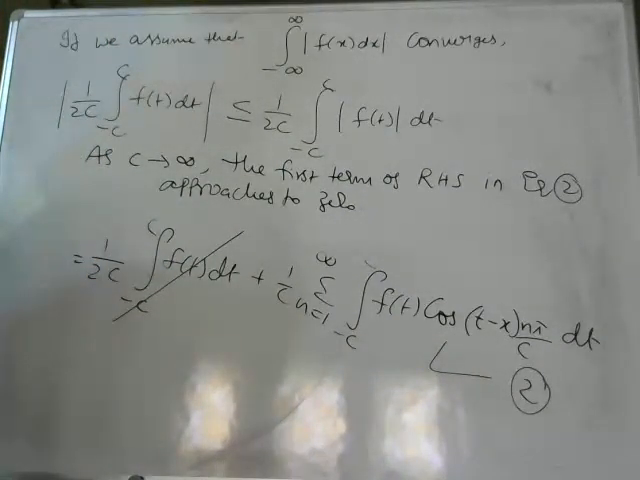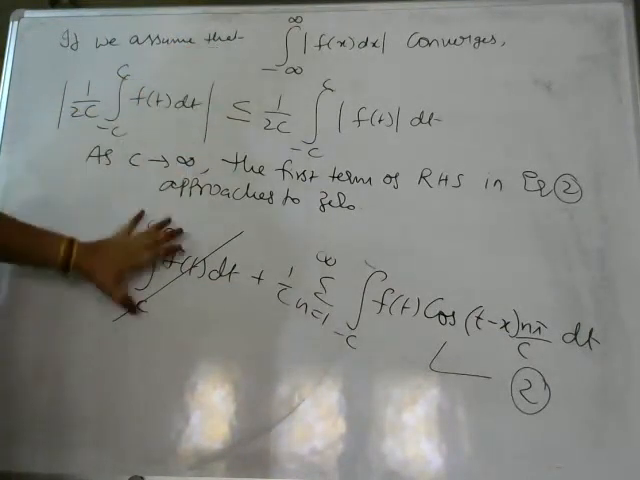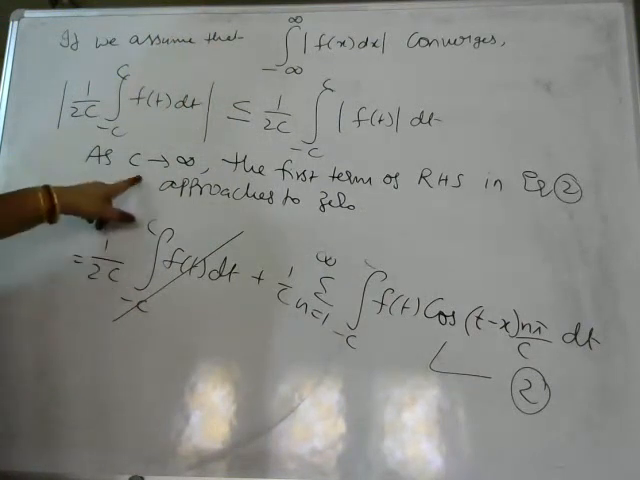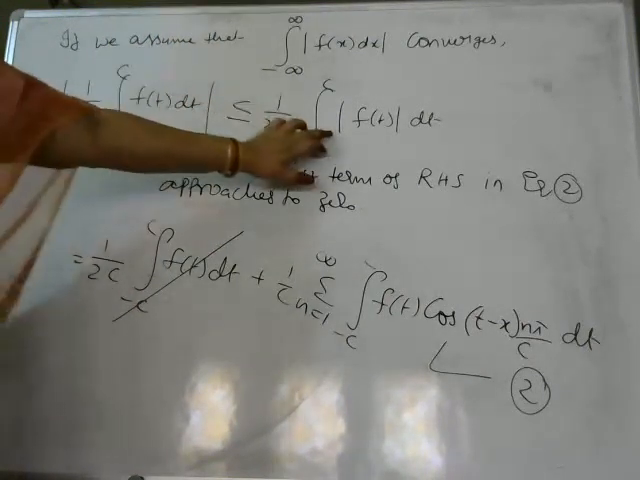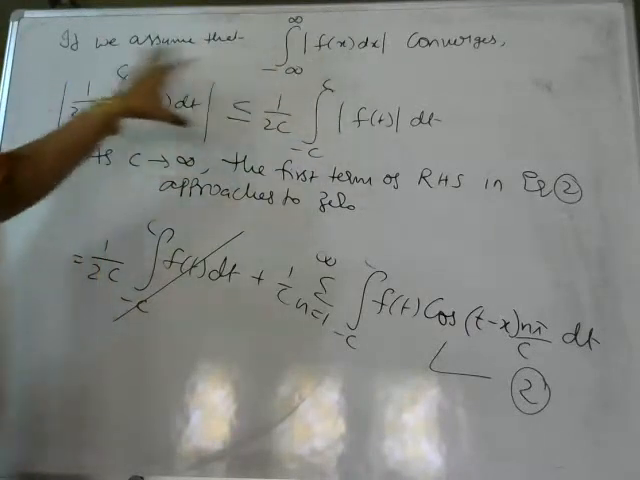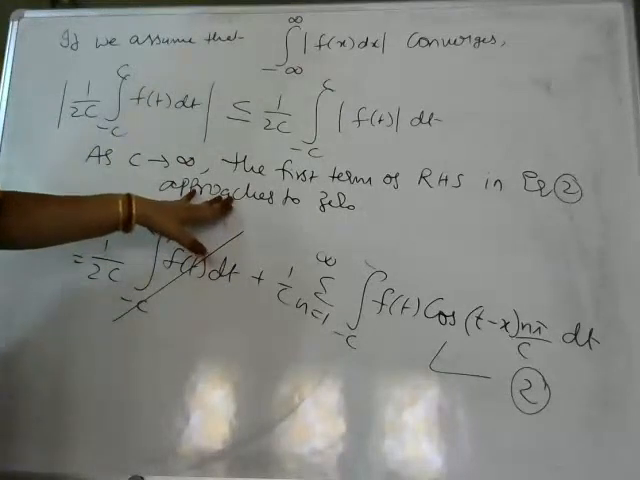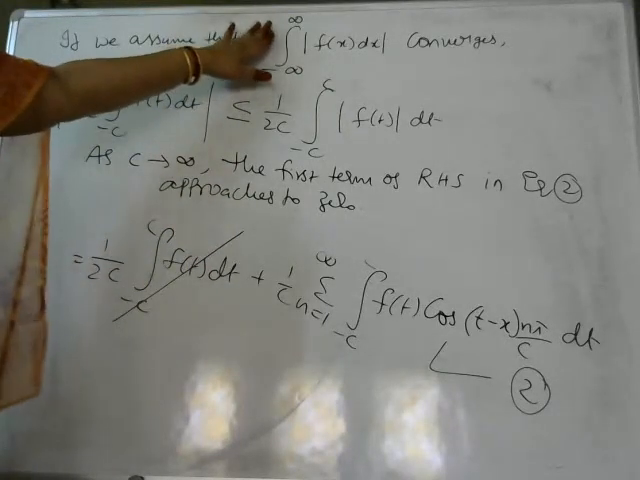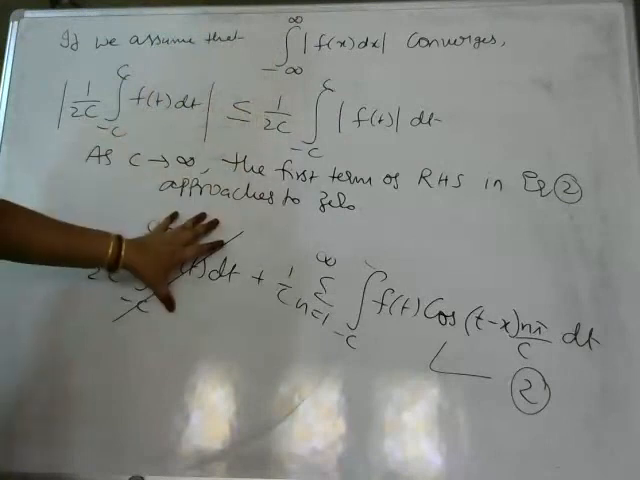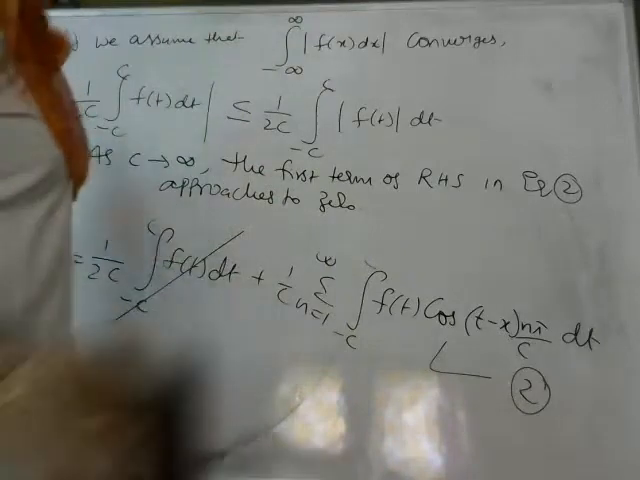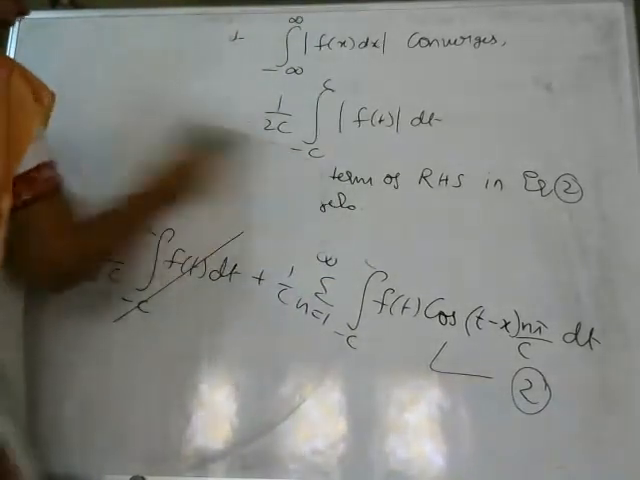So what we have done, we have assumed that the integral from minus infinity to infinity of mod f of x dx converges. With that assumption, on the right hand side as c tends to infinity, this value is less than or equal to this term, which is converging. So this whole value tends to 0, because we have assumed that this integral converges. So automatically the first term on the right hand side becomes 0, and we are left with the second term. We see what the second term reduces to as c tends to infinity.